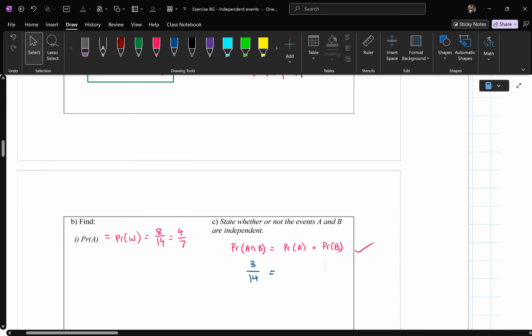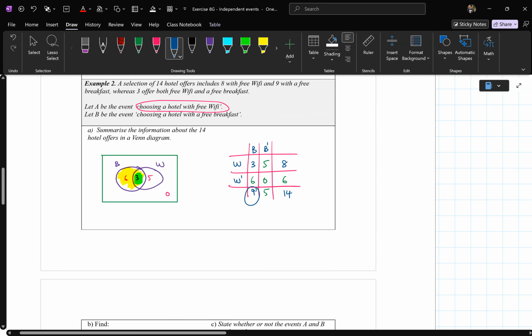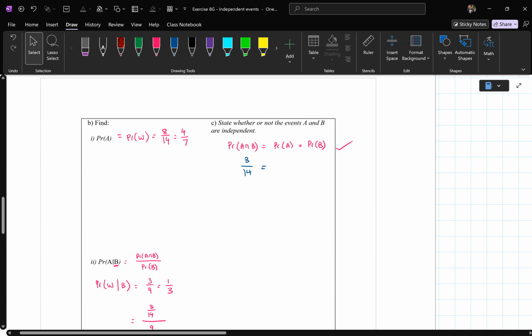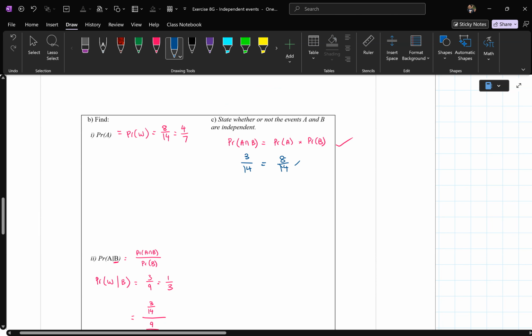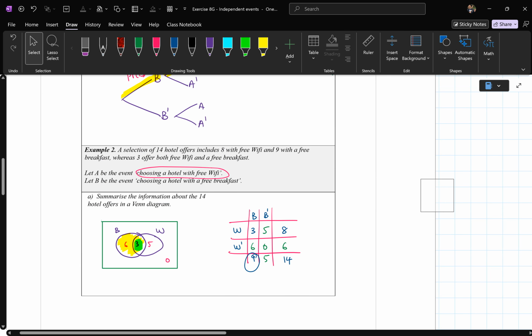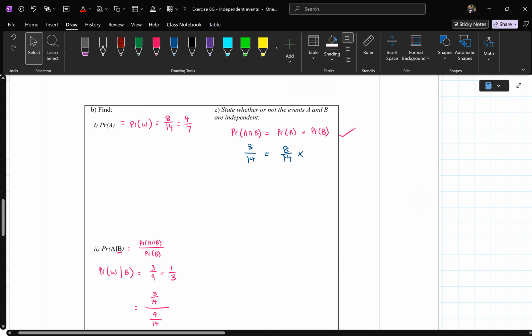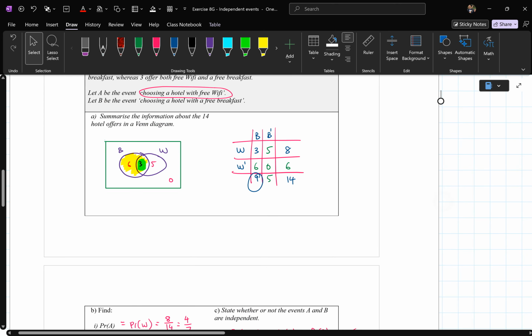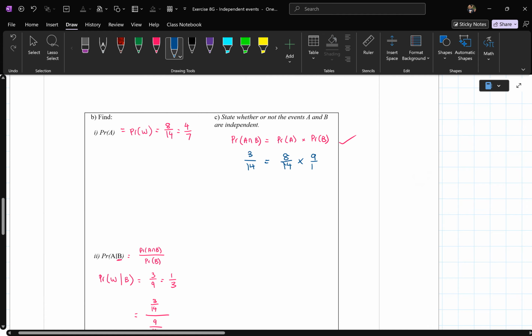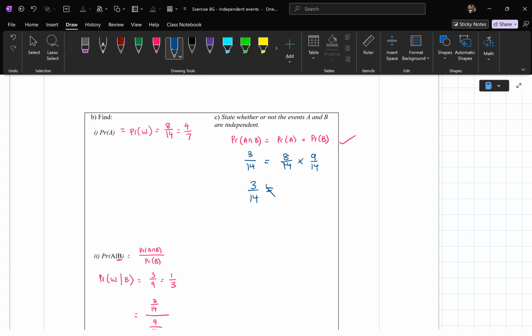Now, probability of A was the chance of getting Wi-Fi. It's 9 out of 14. Oh, sorry, 8 out of 14. Times probability of B, which is breakfast. No, breakfast was 9 out of 14. You can already see that 3 out of 14 cannot be true because 8 times 9 does not give you 3 out of 14. 8 times 9 is 72. So clearly, they're not independent. Cool? That's all you do.